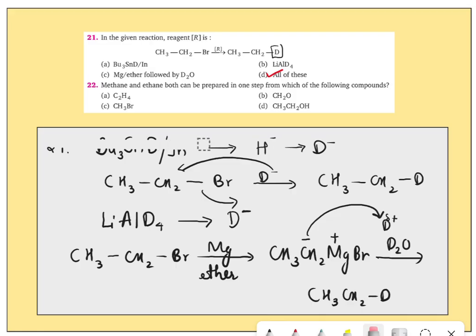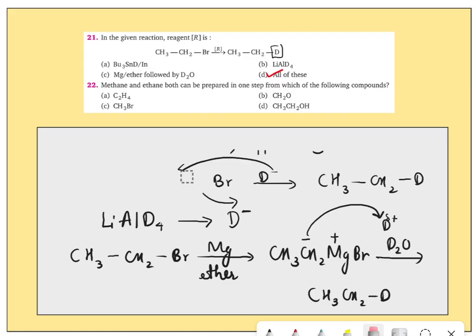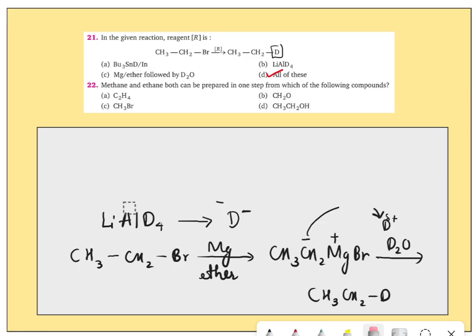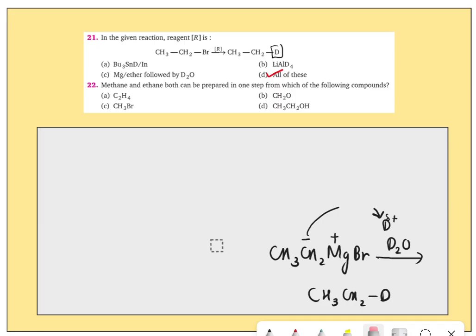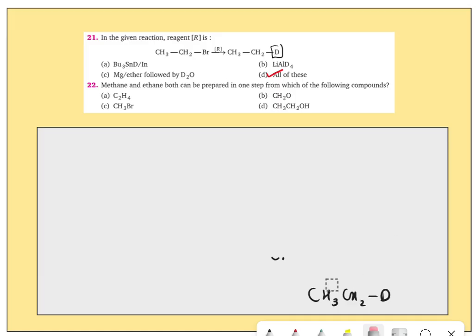Now, let's move on to the 22nd question. I have picked these questions from a NEET reference book for class 11 by MS Chouhan. So you can solve such interesting questions from the same book. And if you don't know how to solve a particular question, you can always refer to my videos and it will be helpful for you. Now, methane and ethane both can be prepared in one step from which of the following compounds?